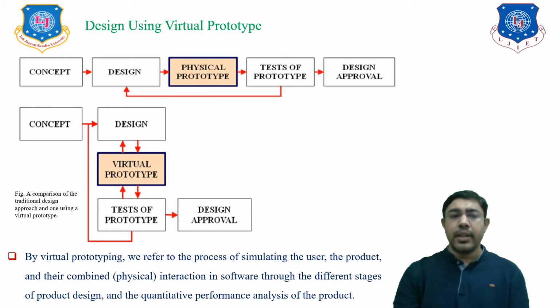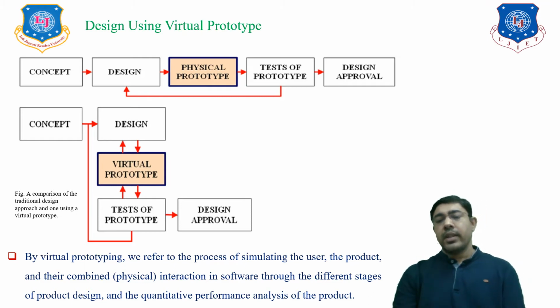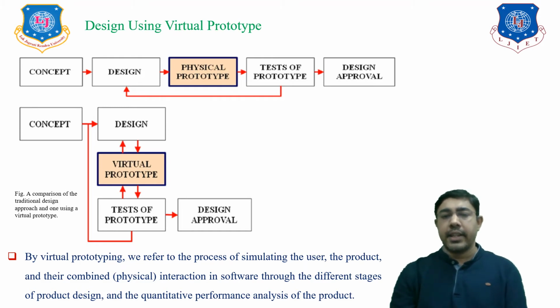In the figure above you can see the traditional approach. This design process starts with the concept, and then analytical calculations are done to calculate the design parameters. After finalizing the design parameters in the design step, the next step is to create the physical prototype. Once the physical prototype is created, the next step is to test the prototype using testing machines according to the required properties.